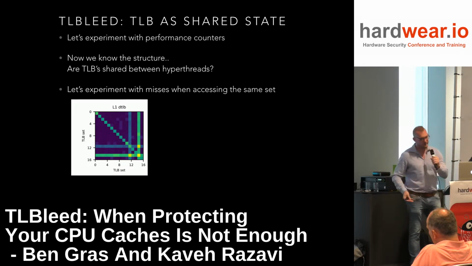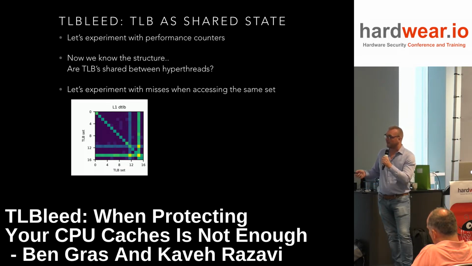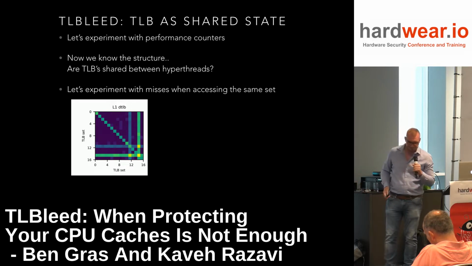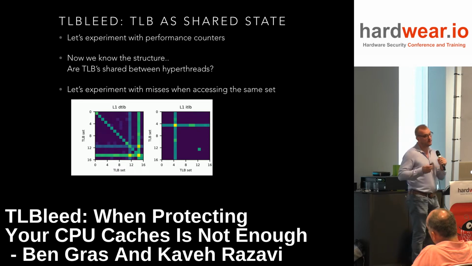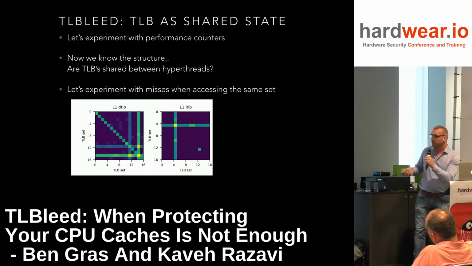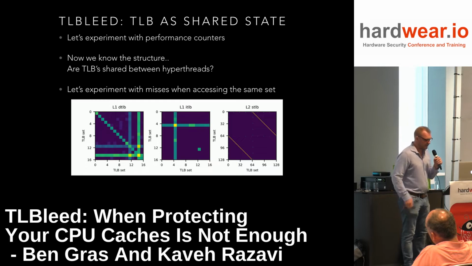And we find for the L1 DTLB exactly what we were hoping: set 0 on one thread interferes with set 0 on the other thread, and set 15 on one thread interferes with set 15 on the other thread. We tried exactly the same thing on the ITLB, and we see no such sharing. Unfortunately, we do not see any activity on one thread that depends on activity in the other thread. So on the L1 ITLB, we see no sharing.